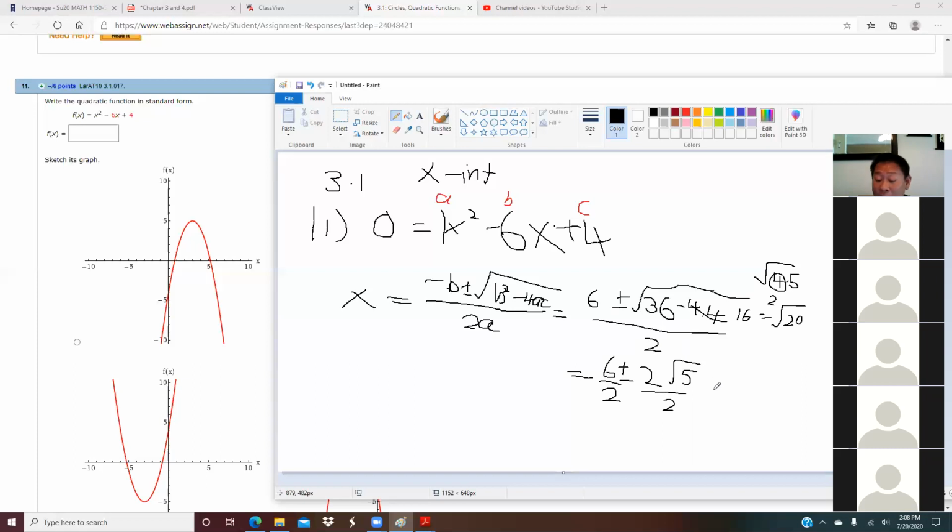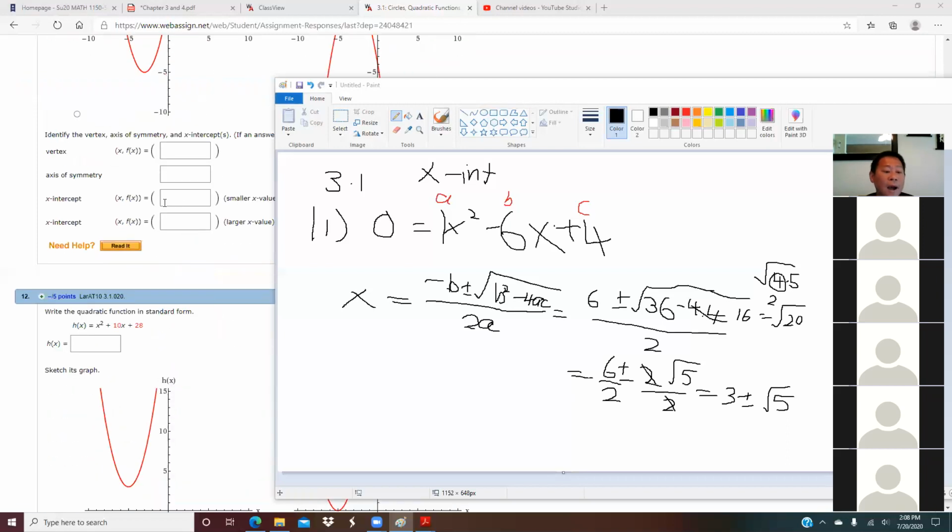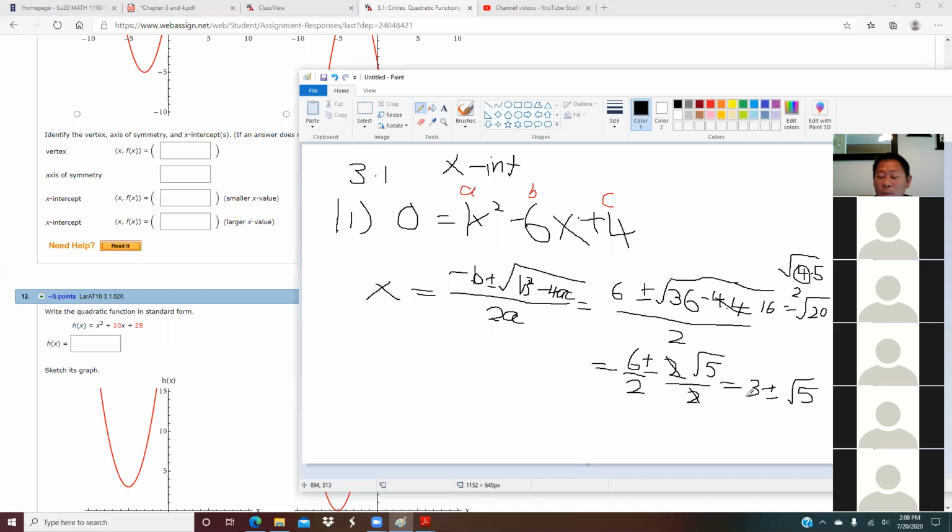This is the correct way to do it. And then don't use your calculator. So 6 over 2 is 3, plus minus 2 over 2 can cancel, so you get root 5. So in this case, this is your answer here. And the question here wants you to write, they say the smaller value goes first. So which one is smaller, the plus or the minus?